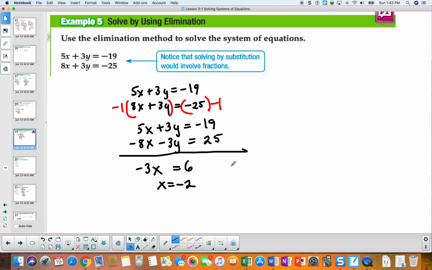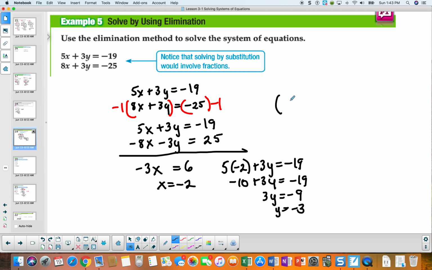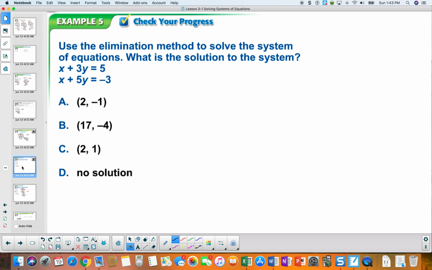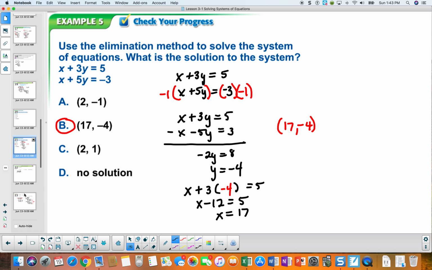Go ahead to figure out your y. You're going to substitute negative 2 in for x in either equation. And I'm going to have negative 10 plus 3y equals negative 19. 3y is equal to negative 9. y is equal to negative 3. So the solution is negative 2, negative 3. This is the point where the two lines intersect. Pause, and here's the answer.